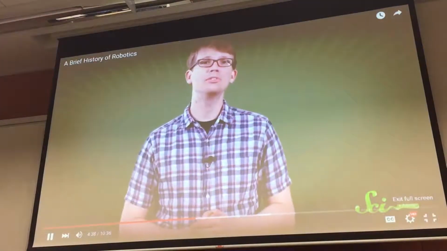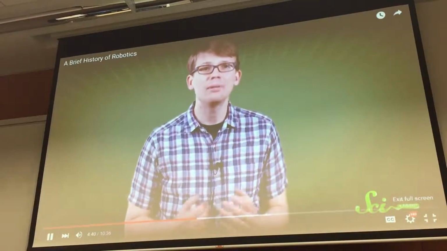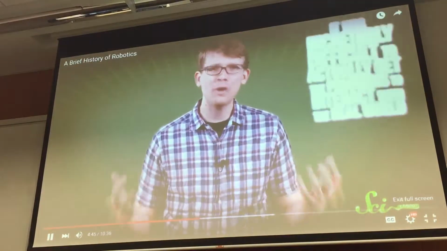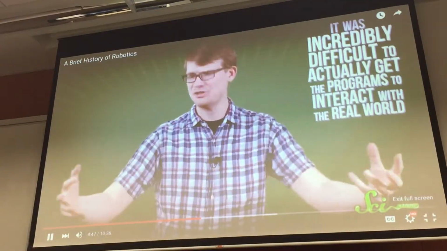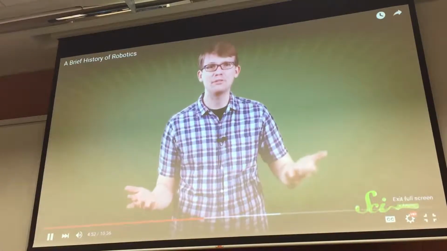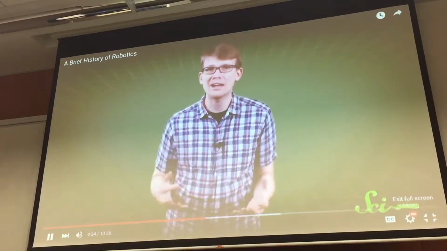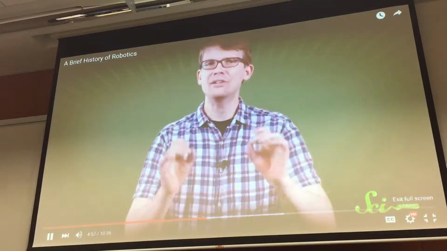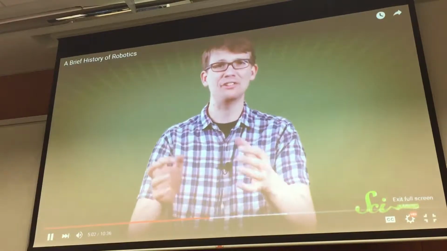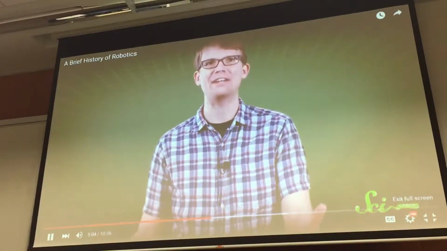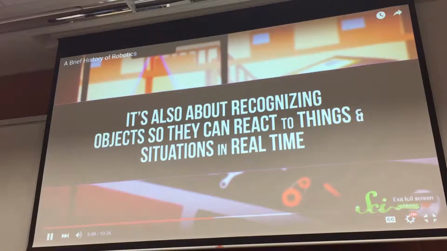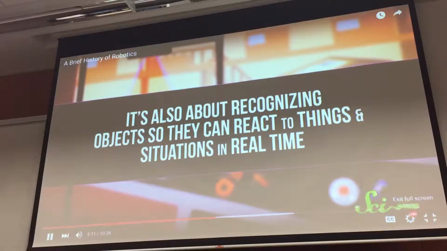objects. In the 60s, the problem was that even though AIs were getting better at complex reasoning tasks, like playing chess and proving mathematical theorems, it was incredibly difficult to actually get the programs to interact with the real world. There's a difference, for example, between figuring out the ideal placement of wooden blocks in a theoretical model and actually moving those blocks into place. Because moving them involves a whole series of discrete decisions and actions, and the robots at the time simply couldn't manage that. The robot's vision isn't just about taking pictures, it's also about recognizing objects so that they can react to things in situations in real time.